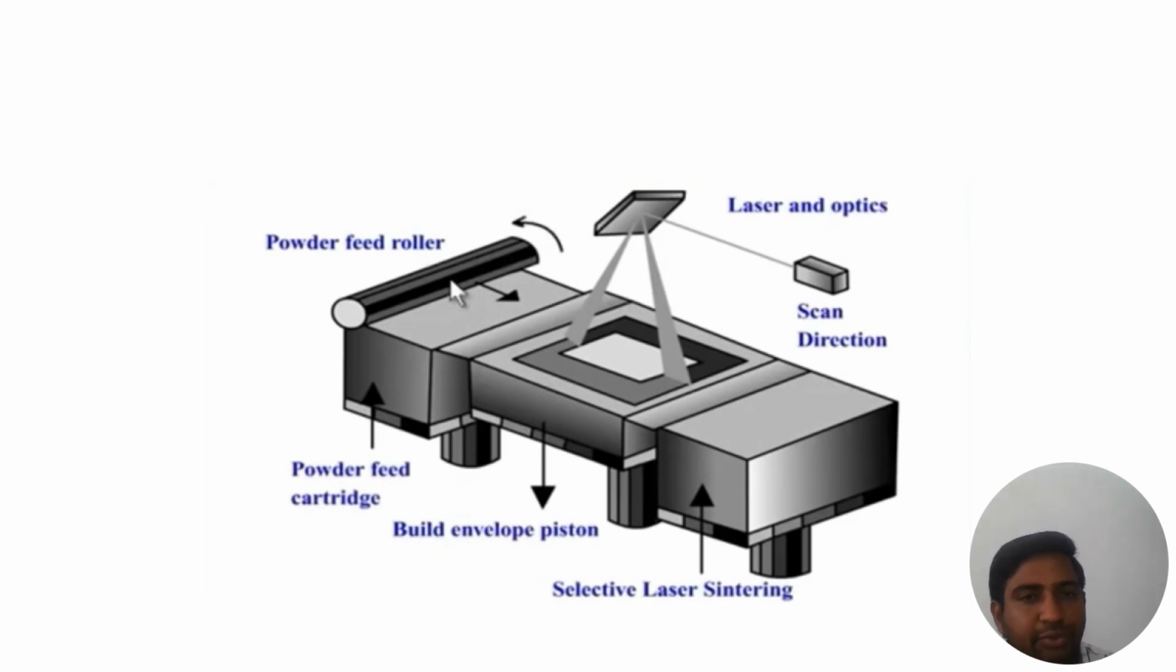This is the roller, which is used to move the powder from compartment 1 to compartment 2, and here is the optical setup. Here is the laser source, which ejects the laser, and this mirror will direct it into compartment 2. This movement is controlled by the computer, which already has the STL data. STL means standard tessellation language format.